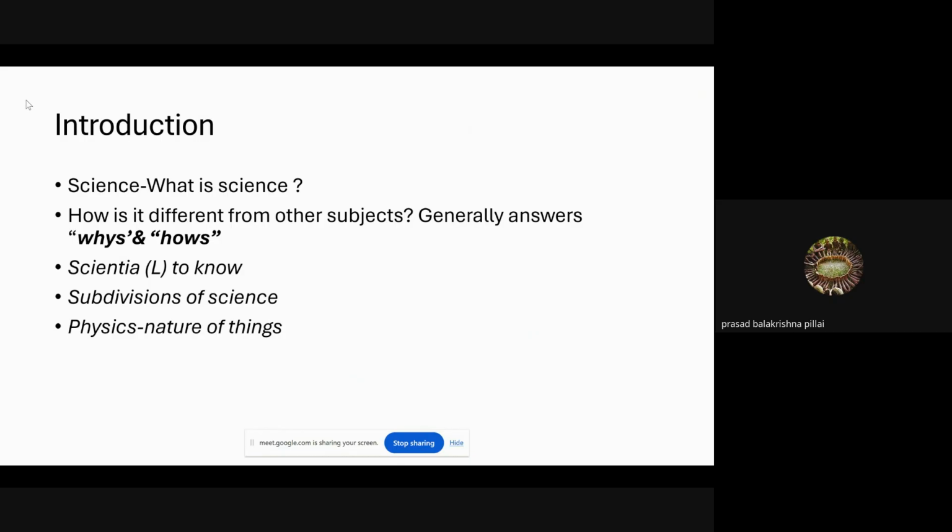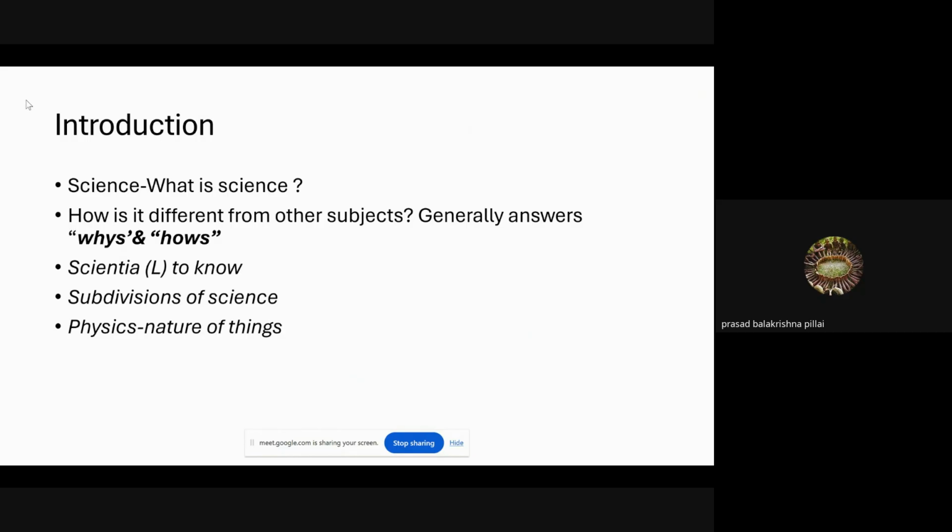See, science is actually again a human creation. Generally it answers our whys: why something happens and how something happens. Science answers that. For example, why an apple or a coconut falls down, or how water is formed. The word science originates from scientia, a Latin word meaning to know. So science means to know. That is the meaning of the word scientia, and from scientia the word science came.